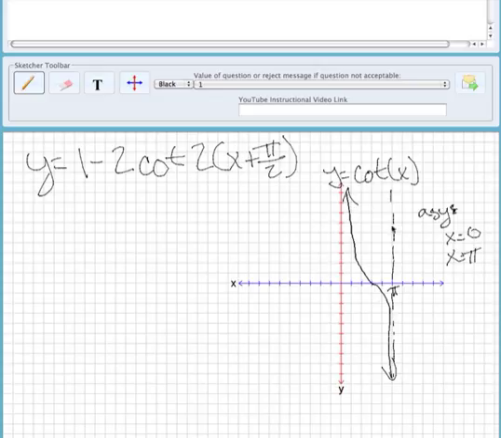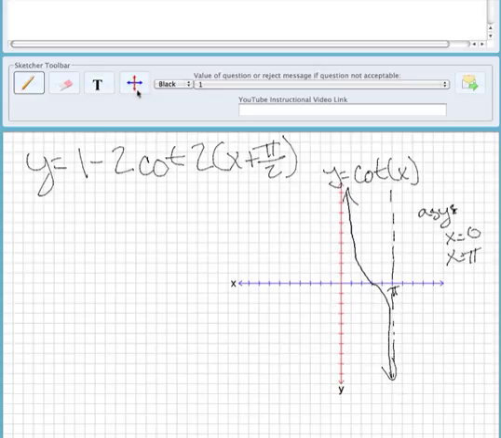So our graph of y equals cotangent of x has asymptotes at 0 and pi, and it kind of curves down like an S almost. It comes from the top down to the bottom, from left to right.